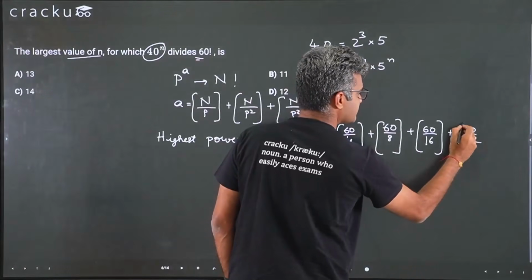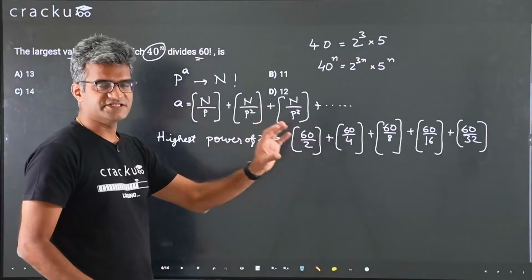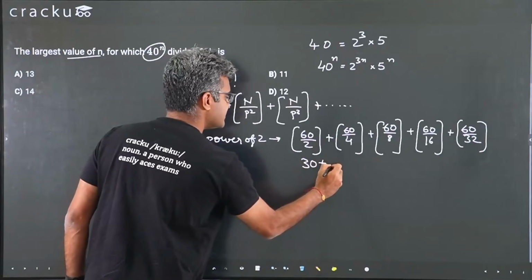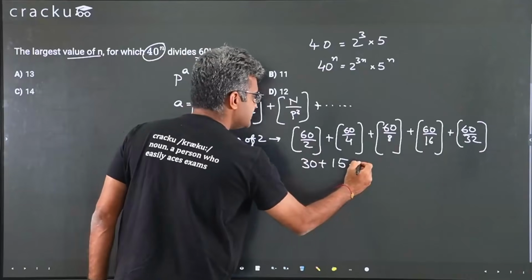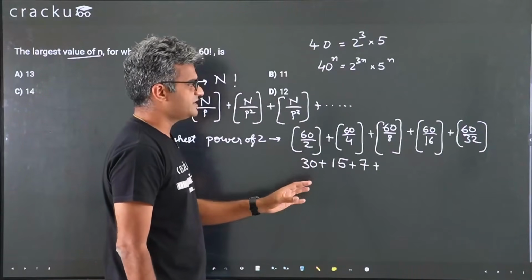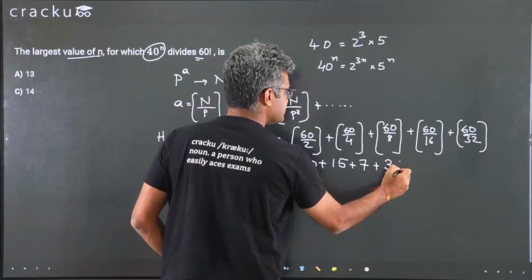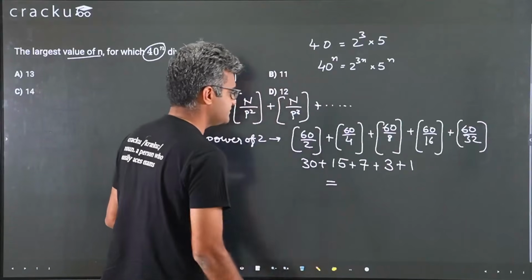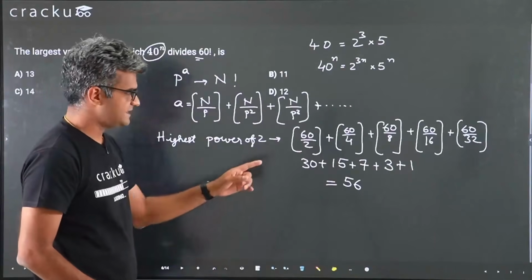The next highest power of 2 is 64, which is greater than 60. So all the remaining values, the integer parts, will be 0. 60 divided by 2 is 30, 60 divided by 4 is 15, 60 divided by 8 is 7.5, so the integer part is 7. 60 divided by 16 is 3.75, so the integer part is 3. 60 divided by 32, the integer part will be 1. The sum of all of them is 56. So the highest power of 2 in 60 factorial is 56.